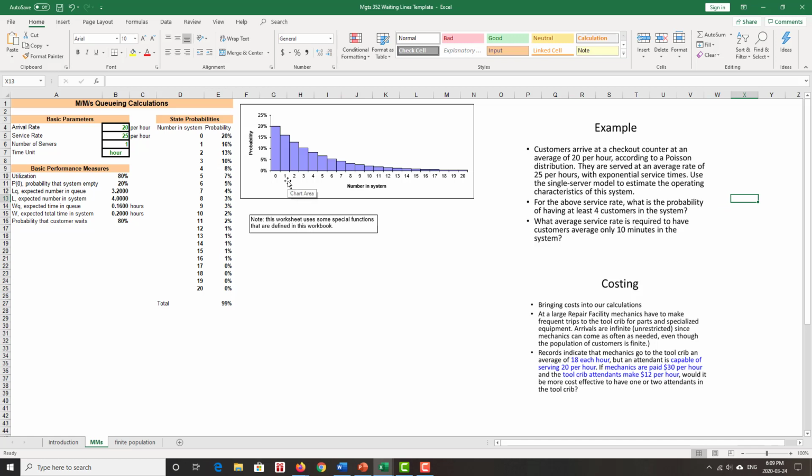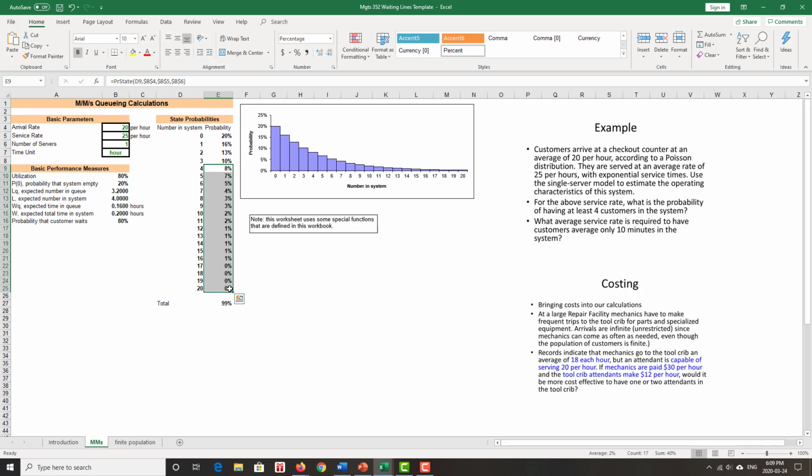Now, there is a temptation of saying, okay, at least four. I mean, that's four or greater. And that's just to take these numbers here of four and higher and add them up. Not quite right, right? Because again, we see that those only add up to 99%.